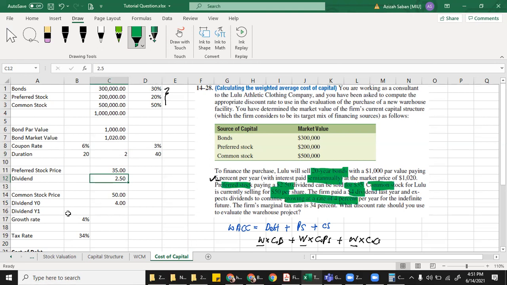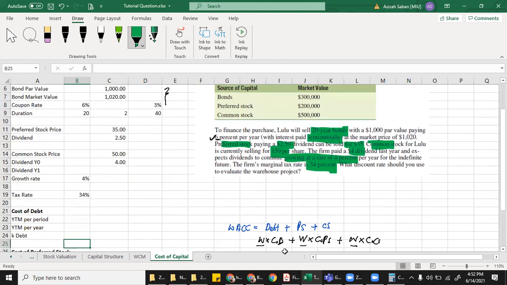All right, so here I have the information. Stock price is 50. Dividend at time 0 is $4. And the growth rate is 4%. And the final information given is a 34% tax rate. So here we have 34%. With all this information, we have to calculate the individual cost of capital for each source of capital, and then only we can sum them all up.